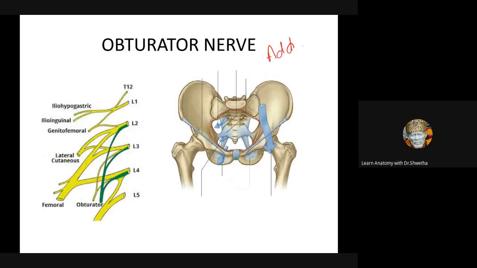You will tell me the root value of this nerve. Obturator nerve, what is the root value? Anterior division of L2, L3, L4. Excellent. Anterior division of L2, L3, L4 will join to form the obturator nerve. After formation, how does it enter the thigh? Now, what you're seeing here, any idea what it is, students? That is the obturator foramen. Very good. Acetabulum will be here.